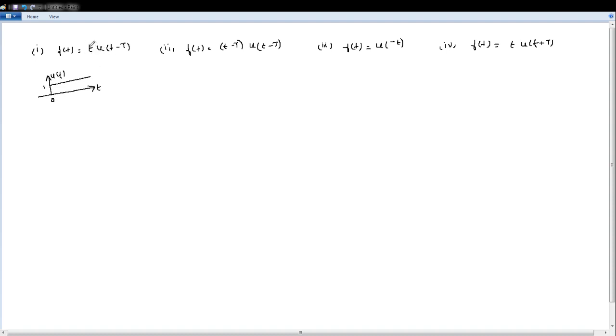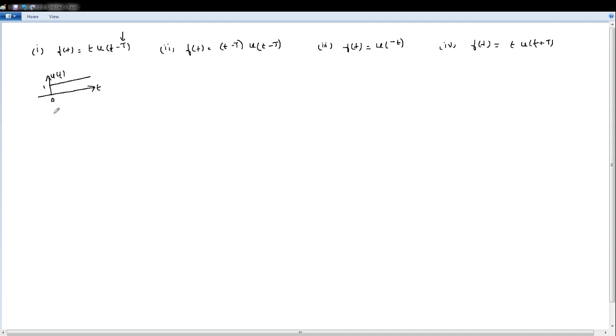Now what is u of t minus capital T? This is a shifting property which I have explained in my signals and systems videos. This capital T may be any value. It can be 1, 2 or any integer value. If you have u of t minus capital T, your waveform gets shifted by this amount. If it is 1, your u of t gets shifted right by 1. If it is 2, it gets shifted right by 2. And if it is minus 1, your u of t gets shifted left by 1. So minus inside the bracket always means the waveform is getting shifted right. If you have any doubt regarding the shifting property, please have a look at my previous Laplace transform videos, which are available in my playlist.